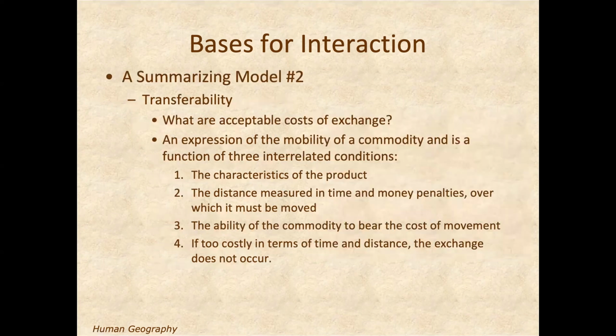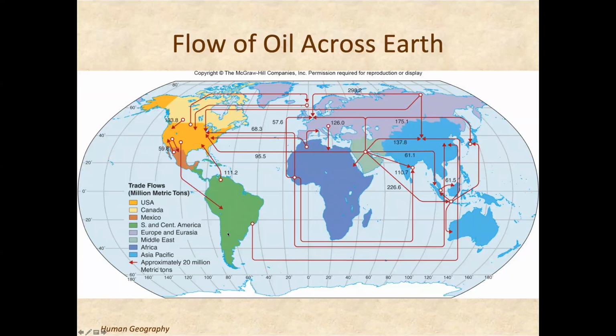The next one is transferability: what are the acceptable costs of an exchange between two places. It's an expression of the mobility of a commodity. For example, oil is a really good example of a commodity, something that everybody needs. It's based on these four factors. Oil, we are willing to go get in places that are very, very far from us, and in places that may not be the most stable. The Middle East, for example.